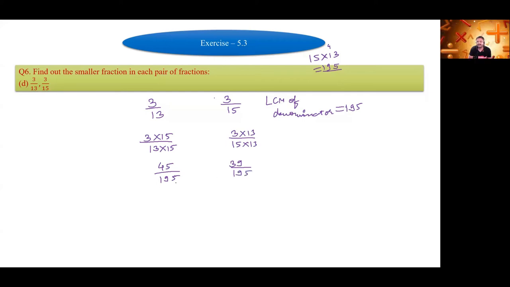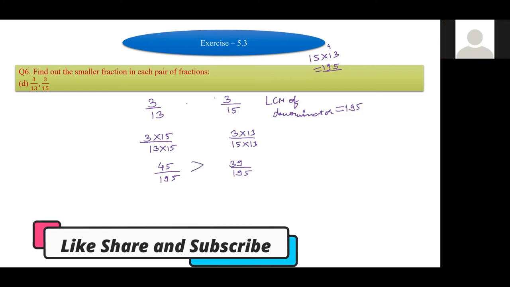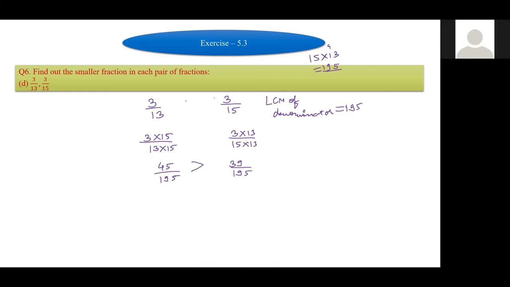45 upon 195. Okay. 39 upon 195. So now these two fractions have become like fractions. Their denominator is the same, so just compare the numerator. Which one is greater? 45 is greater. 39 upon 195 will be smaller than 45 upon 195. So that's why 3 by 13 is greater and 3 by 15 is smaller. So we will write the answer: 3 by 15 is the smaller fraction.